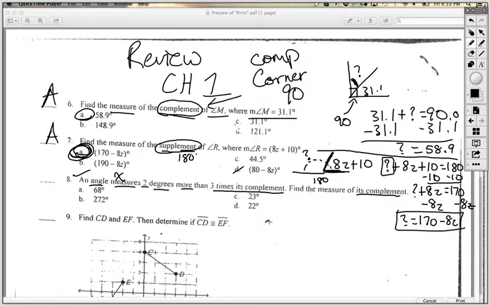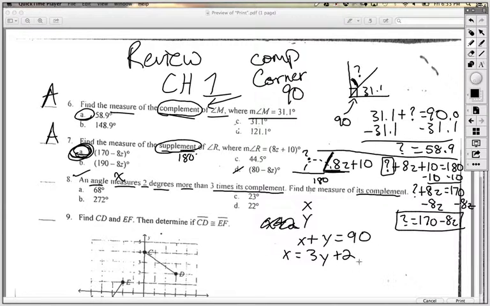Okay, now it's saying that X is 2 degrees more. So I'm going to add 2 to that, but 3 times the complement. Ooh. How do we do that? Oh, let's call it X and Y. And X plus Y equals 90 degrees. We'll call it that way, because then Y is the complement of X, because together they're going to make 90 degrees. But X is 3 times the complement and then 2 more than that. So it's going to be 3 times the complement and then 2 more.